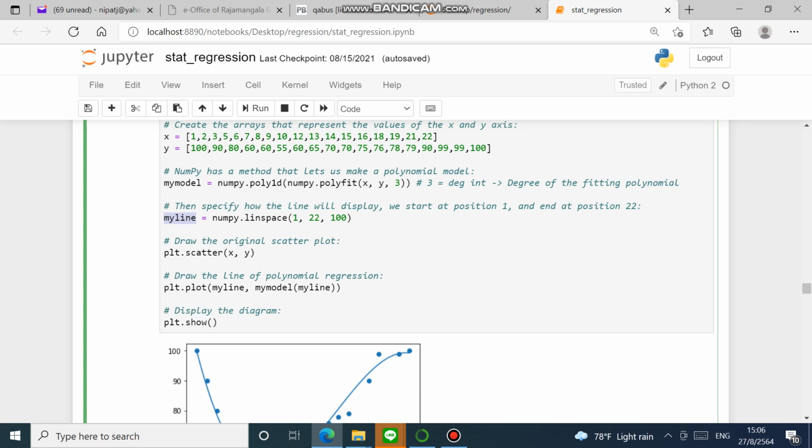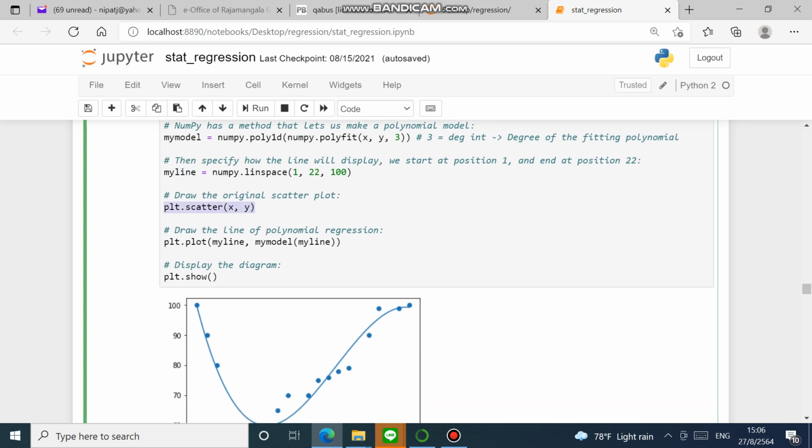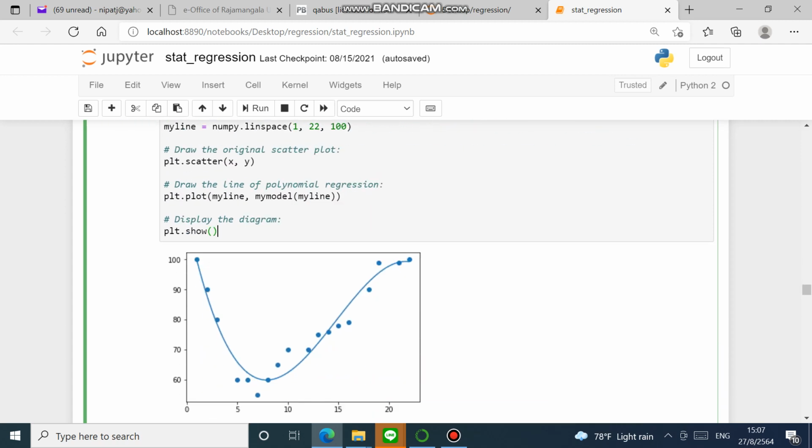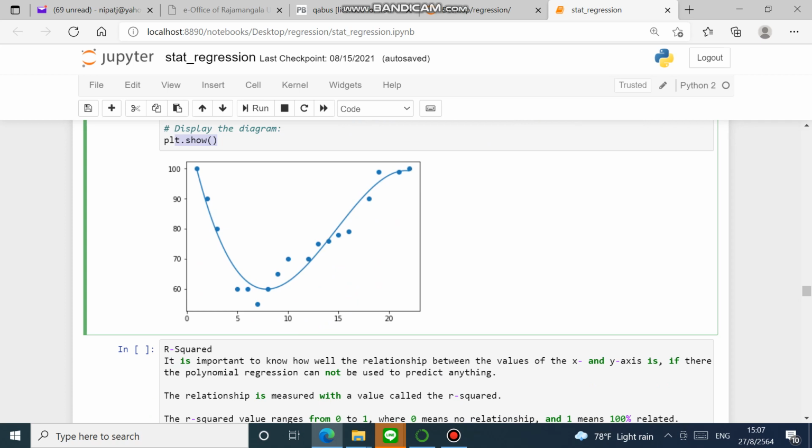Then you draw the original scatter plot, and you draw the line of polynomial regression by calling plot. This is my line, and here is my model. Then you display the diagram. You see this is the polynomial line that represents the data points and fits the data points.